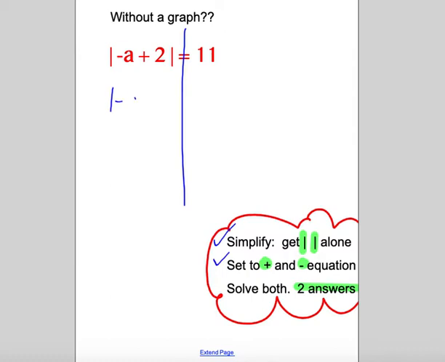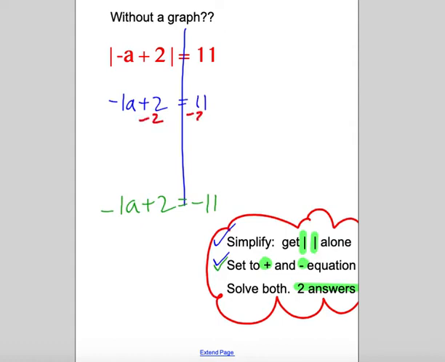Absolute value of -1a plus 2 equals 11. And actually, we do not need the absolute value signs when we're setting these up. -1a plus 2 equals 11. And then we have -1a plus 2 equals -11. So that one's done. Now let's solve both of them and see what we get.